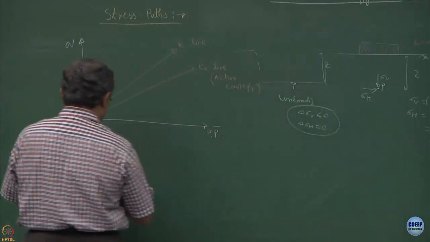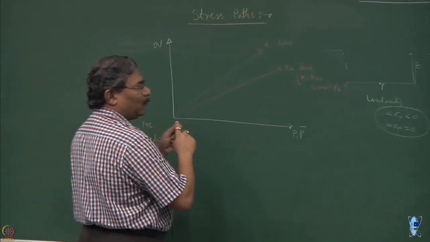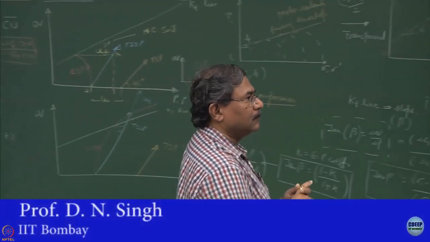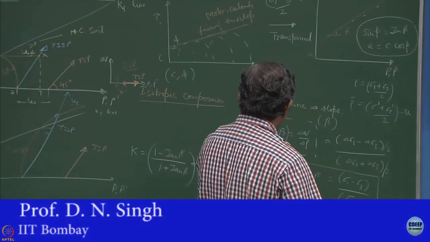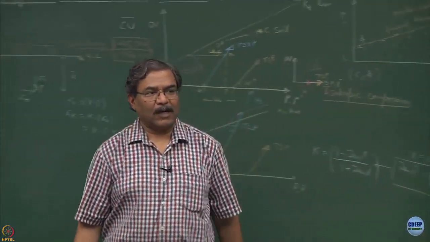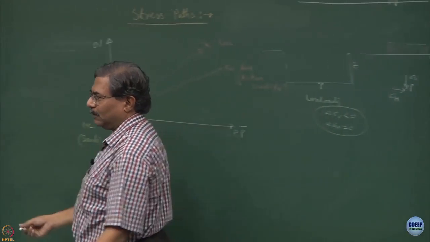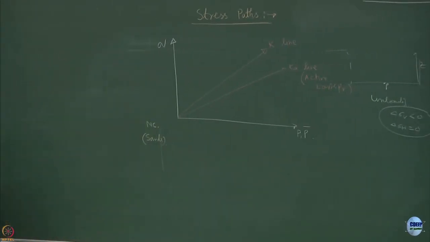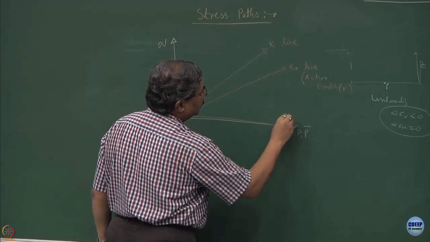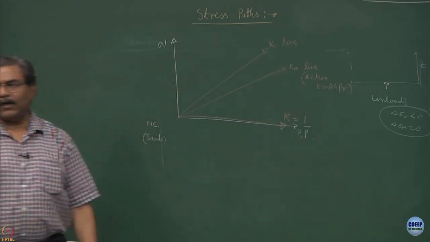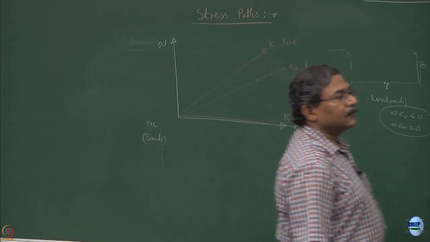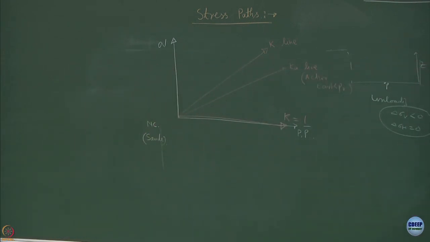Now somewhere here, tell me one thing, where would be the KA equal to 1 line? If this term becomes KA equal to 1, tan beta becomes 0. What happens to the beta line? Beta value is 0. Correct? So what is the meaning of this? This becomes the K equal to 1 line. And what is K equal to 1? Isotropic compression. Fine. The question is, where would be K greater than 1?